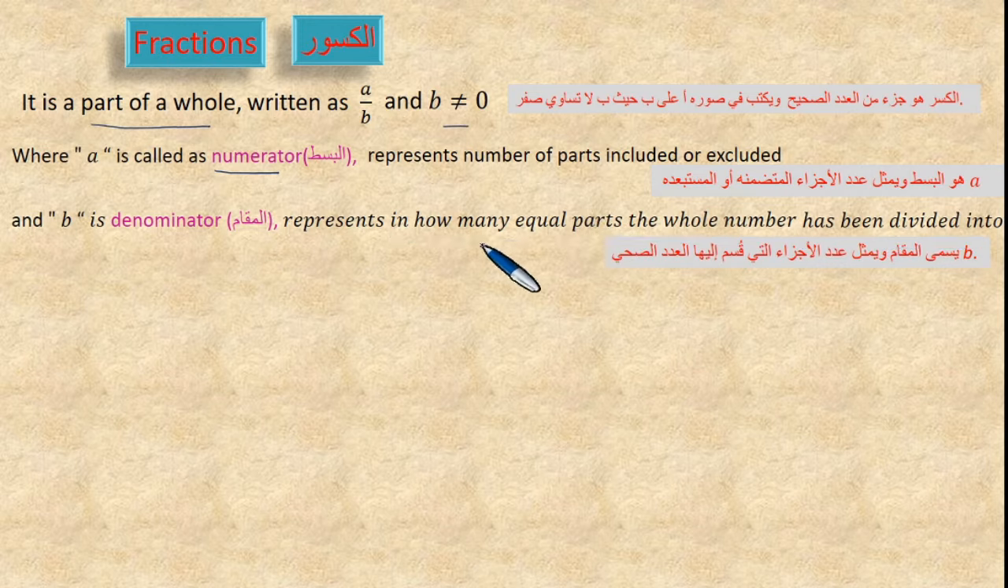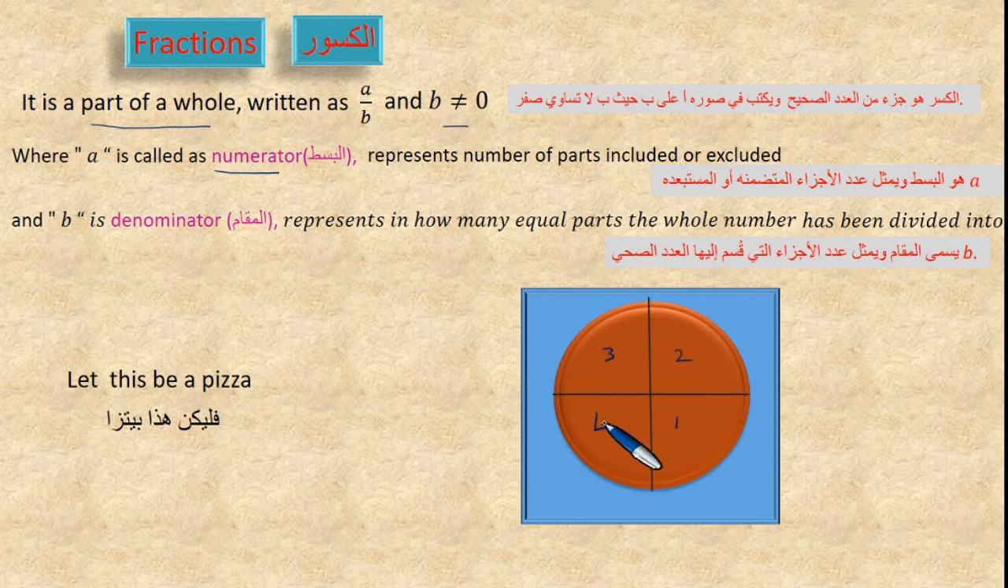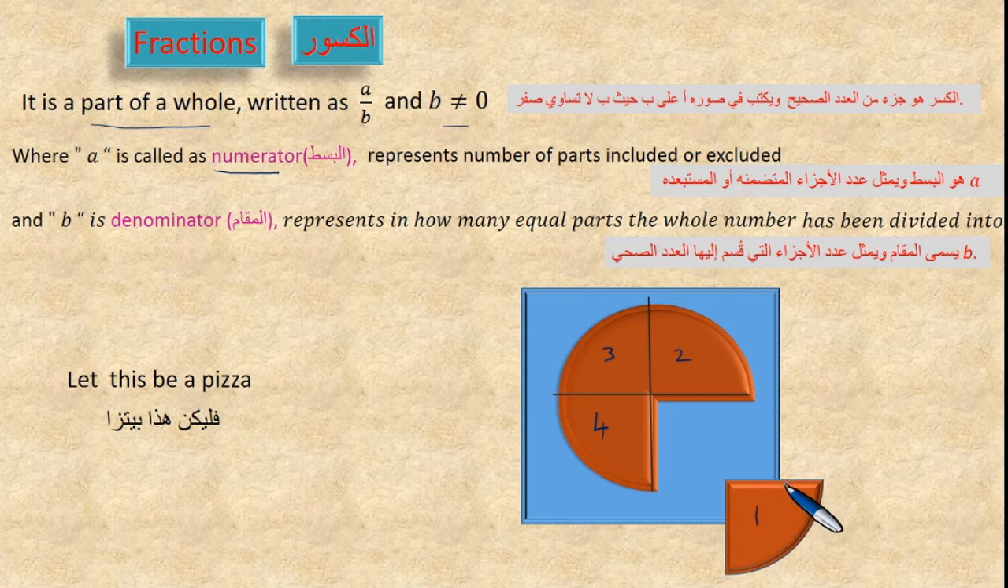I hope you are understanding. Let me explain with an example. Let this be a pizza, and I want to cut this into four pieces. So each piece is one part of the whole pizza, right? There are four parts of a pizza, and I want to remove this part now. So how many parts are here now? One part is removed. The remaining parts are three of the pizza. This is two and this is three parts over here, right?